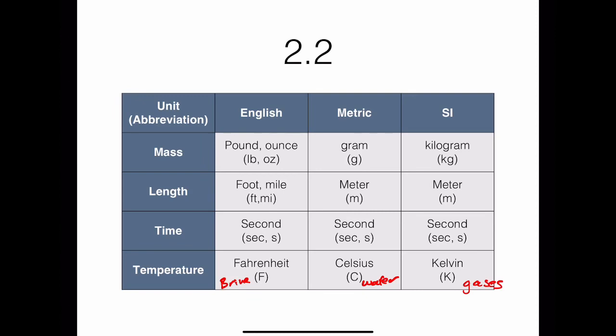SI is used in publishing of scientific papers where we have one group that uses English, one group that uses metric, and this is a way for everyone to know what everybody else is talking about. So you won't see the SI system a lot unless you are reading a published paper, and they are always required to use the SI system in published papers.